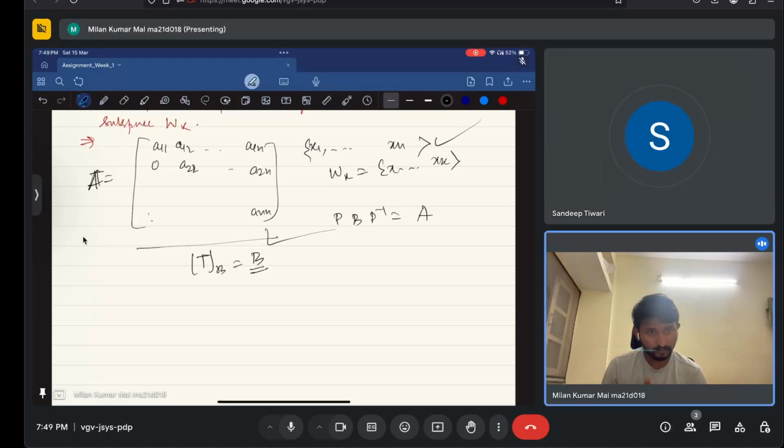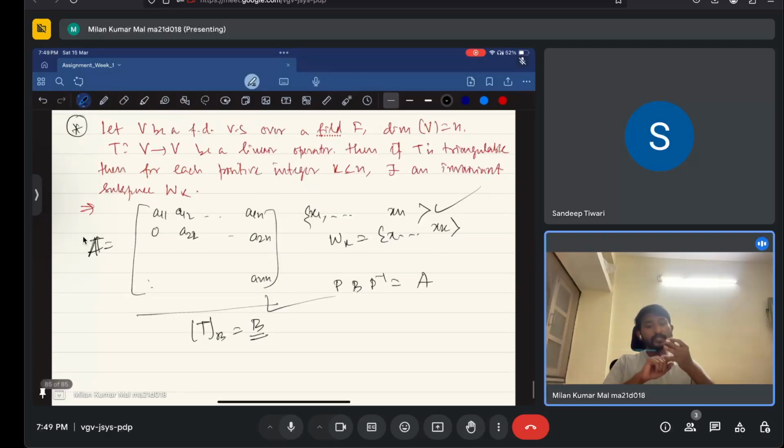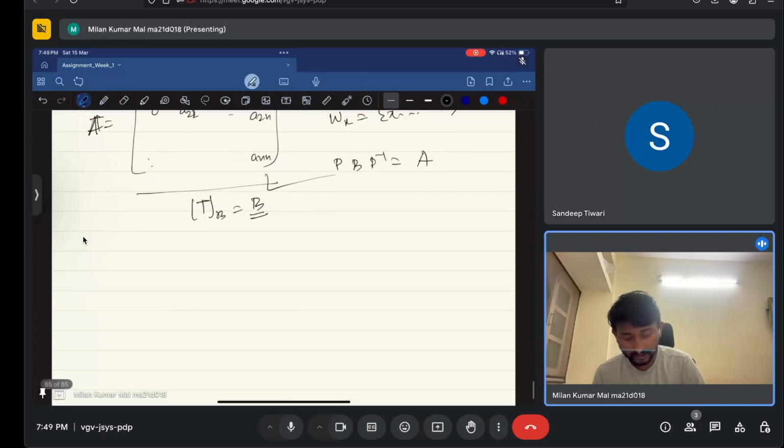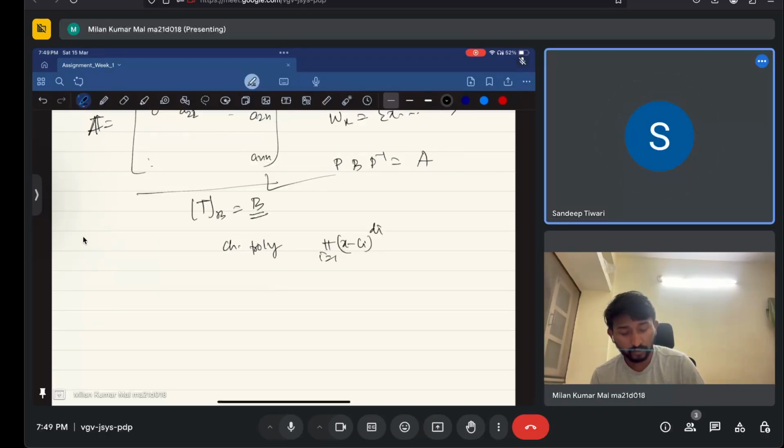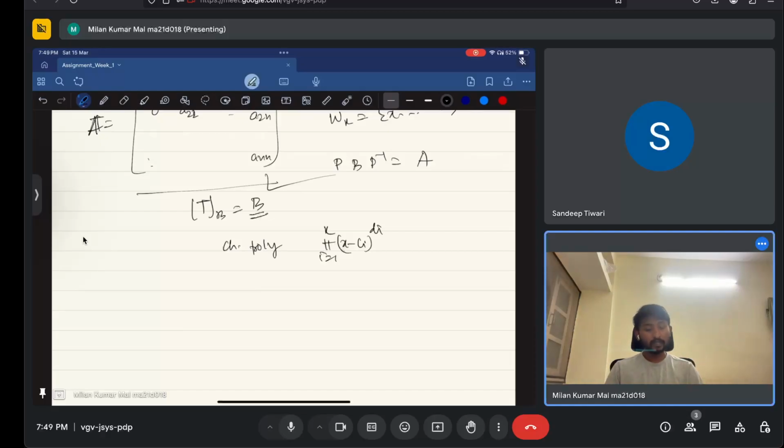How is this possible? First of all, I just want to point out one thing. If T is a linear operator and it is triangulable, you need some definition of triangulable, right? I just want to say some equivalent things: the minimal polynomial or characteristic polynomial is completely factorized, that means a product of (x minus c_i) to the power d_i, i equals 1 to k, where all c_i are the distinct eigenvalues. This is one way to say that the matrix is triangulable.